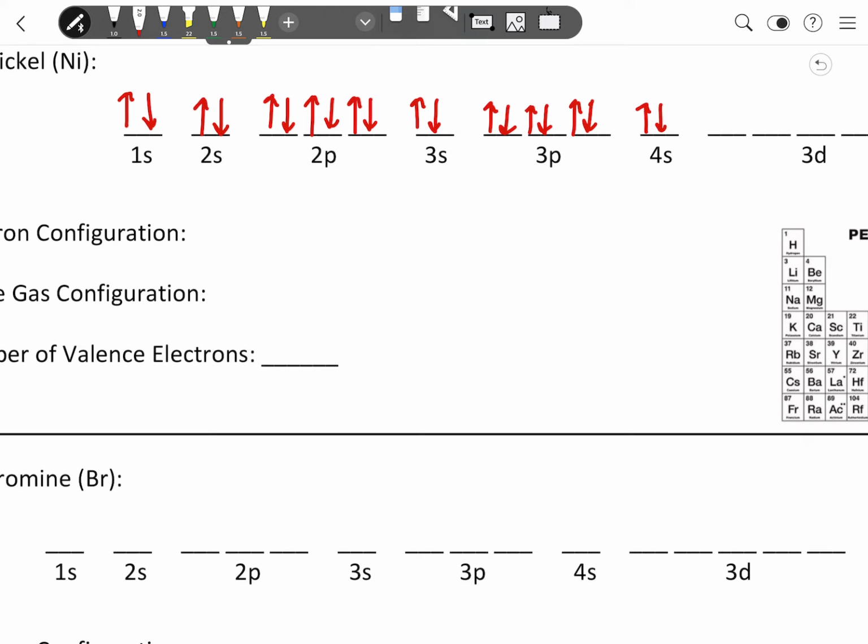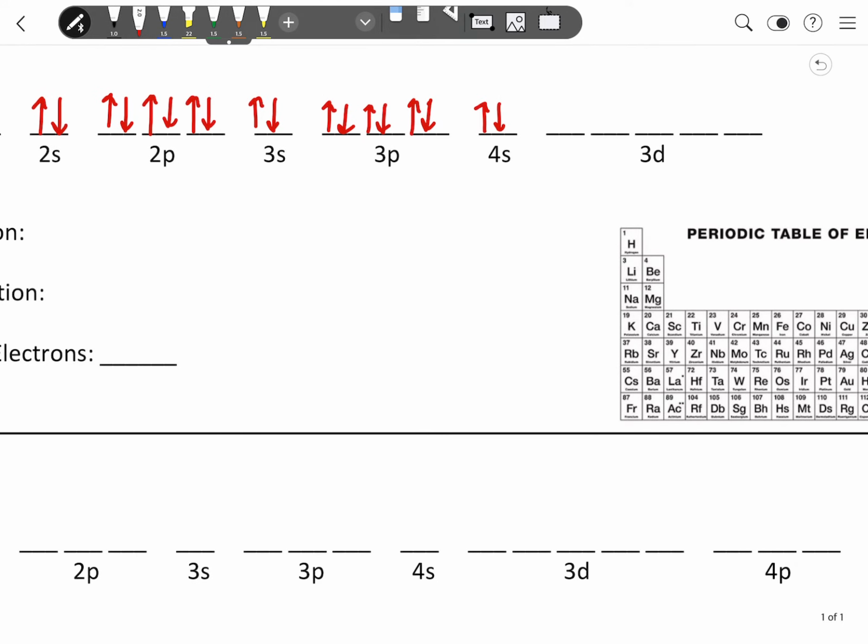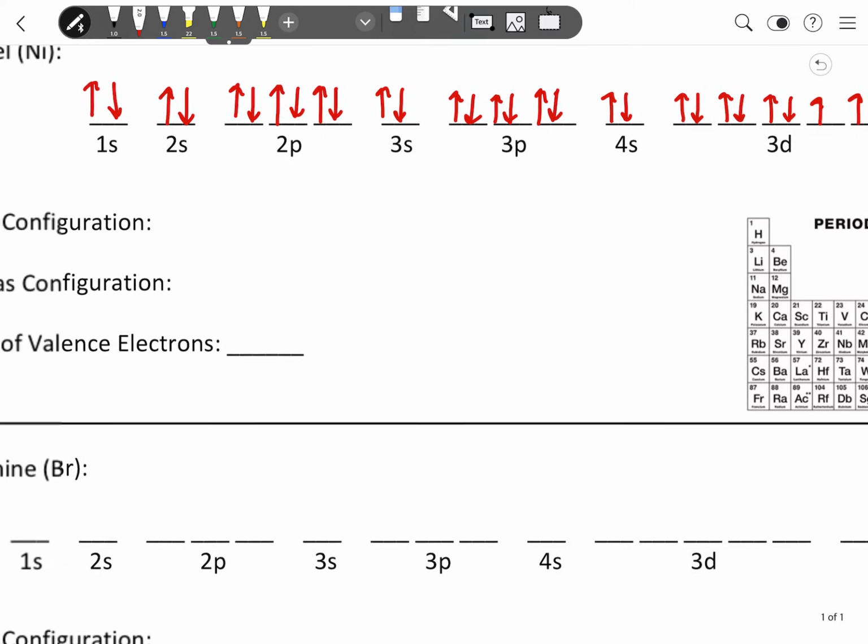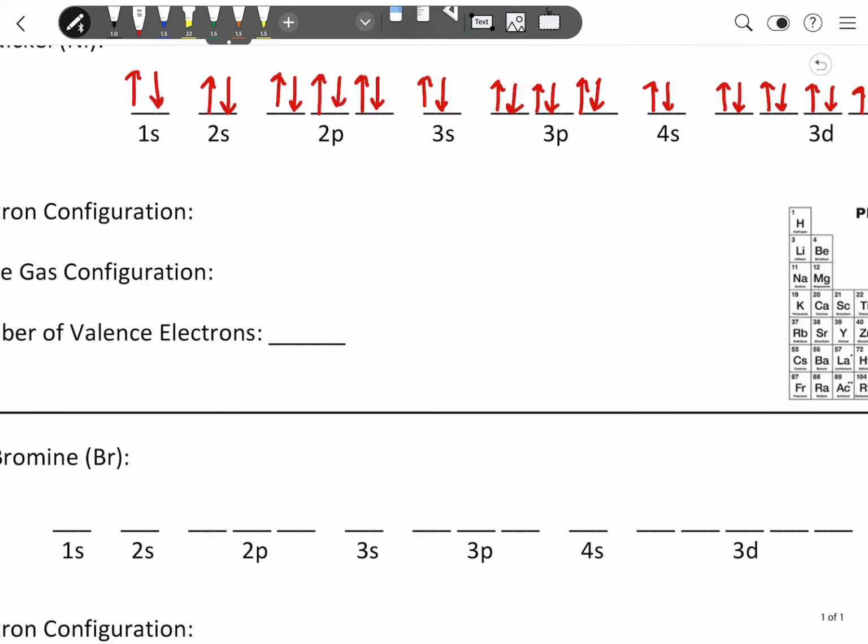So nickel is 1, 2, 3, 4, 5, 6, 7, 8. House number 8. So how many electrons? 8. So I'm going to start by giving every orbital 1. I'm going to do 5 going up. So now I'm at 5. I'm going to do 3 going down. So 6, 7, 8. So those last 2 d orbitals only have 1. But I had to share first. So if you count, there should be 28 arrows.